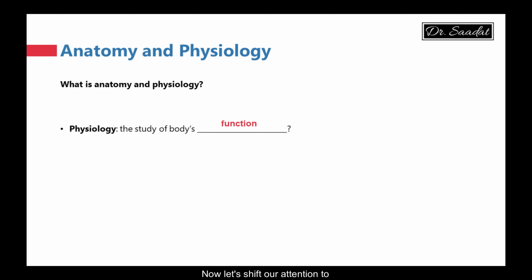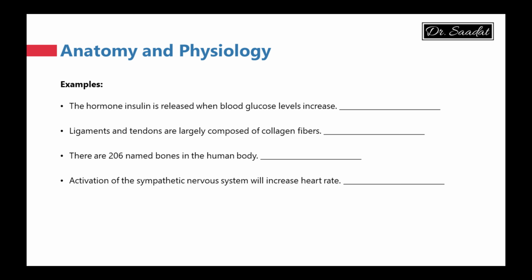Now let's shift our attention to physiology, the counterpart to anatomy. Physiology is the scientific study of the body's function. Topics such as how the cardiovascular system maintains normal blood pressure, or how the kidneys filter blood fall under the scope of physiology. Let's apply these definitions to some examples.